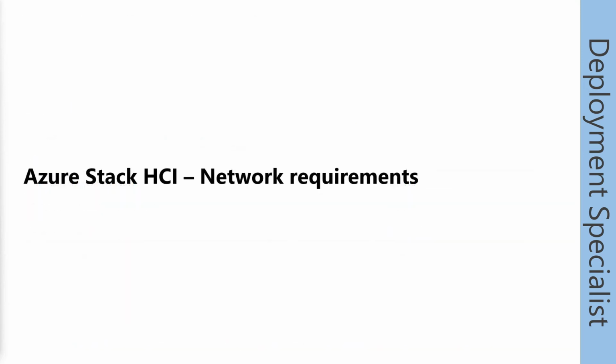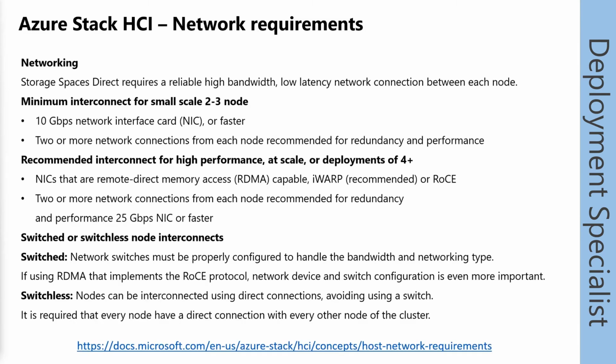Let's have a look at the Azure Stack HCI network requirements. All the data between the servers is distributed, all the slabs are distributed via SMB networking, and the networking should always be a high bandwidth, low latency network. This can be provided by a minimum of 10 gigabit per second network interfaces, always with redundancy. You should have a minimum of 2 of them. The recommendation is to have faster connectivity, so 25 gigabits or more.